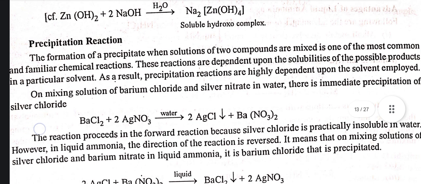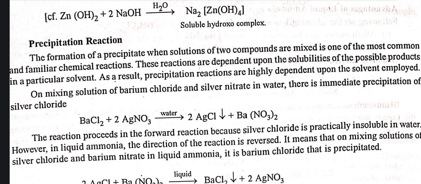Precipitation reaction. The formation of a precipitate when solutions of two compounds are mixed is one of the most common and familiar chemical reactions. These reactions are dependent upon the solubilities of the possible products in a particular solvent. As a result, precipitation reactions are highly dependent upon the solvent employed.